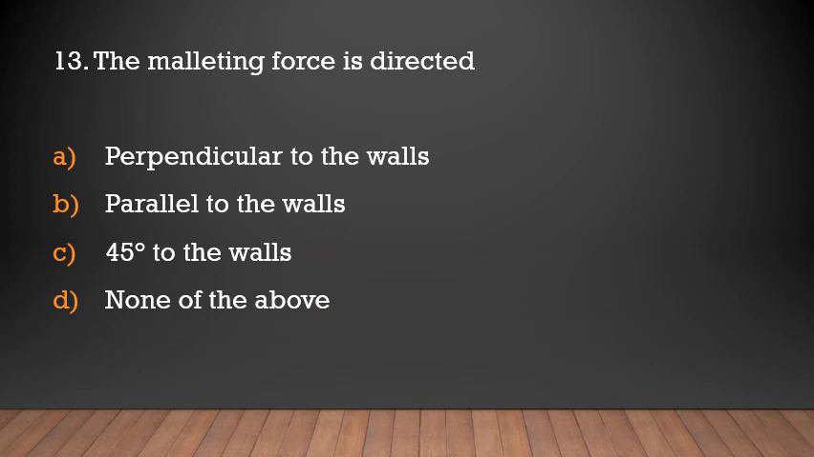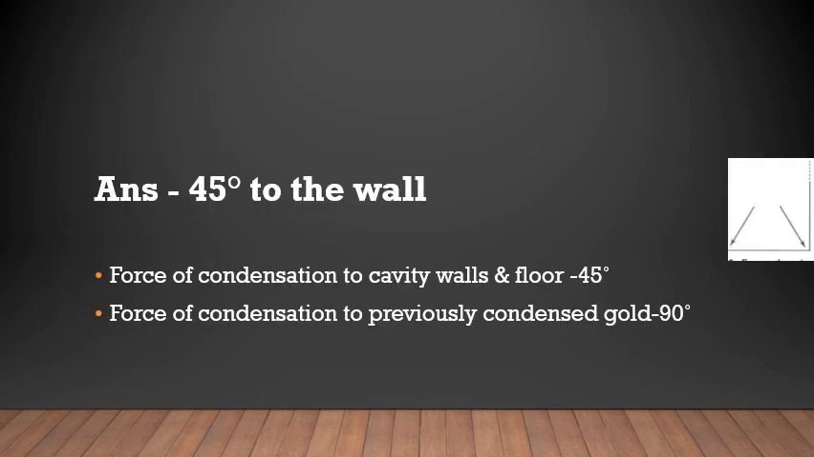Condensing force is directed perpendicular to the walls, parallel to the walls, 45 degrees to the walls, none of the above. 45 degrees to the wall. Force of condensation to the cavity wall and floor is 45 degrees, and the force of condensation to previously condensed gold is 90 degrees.